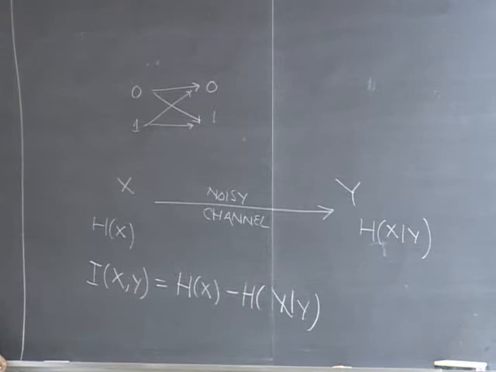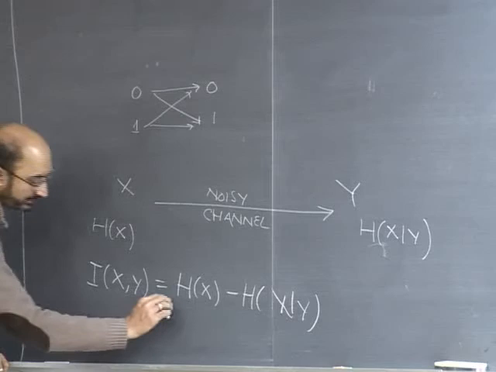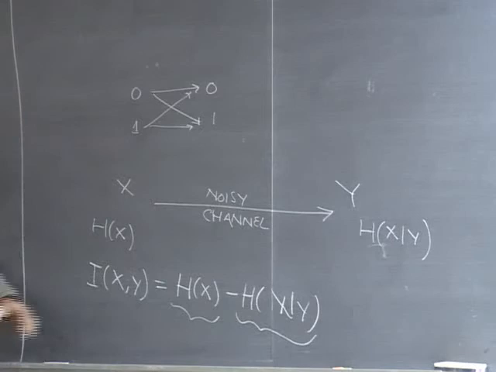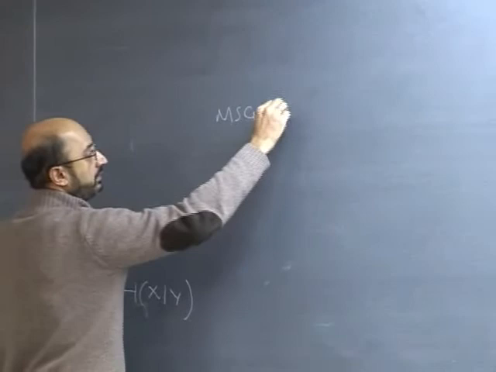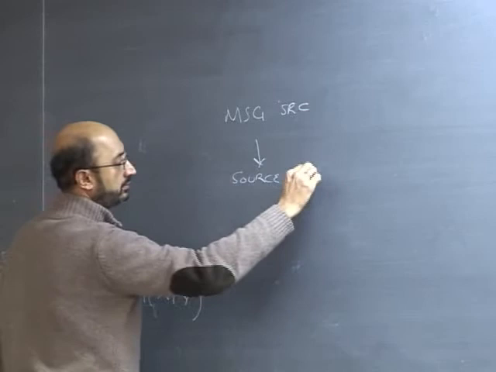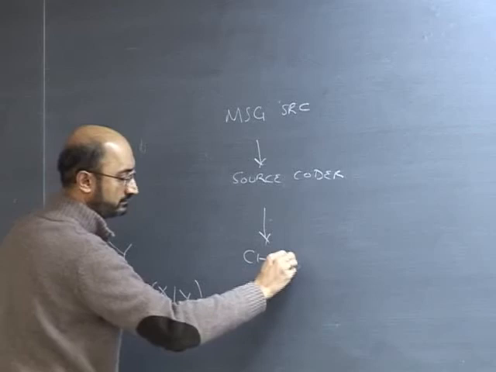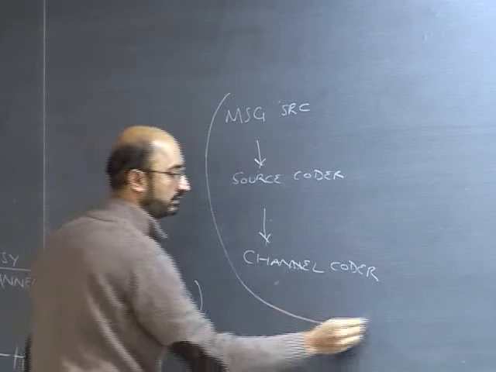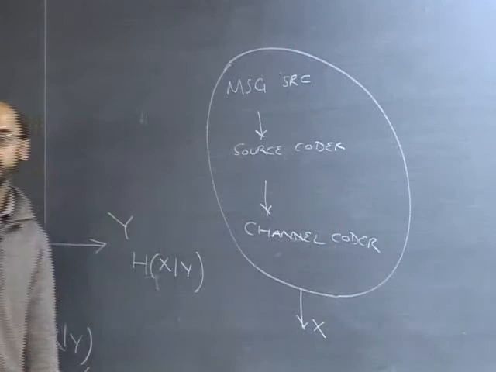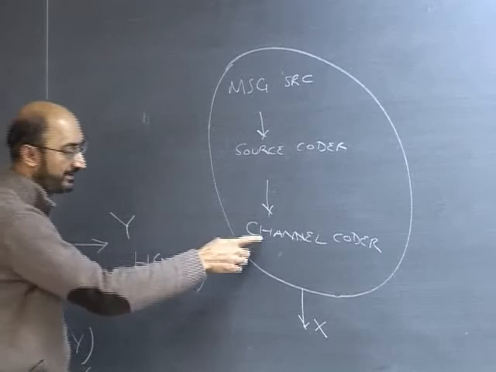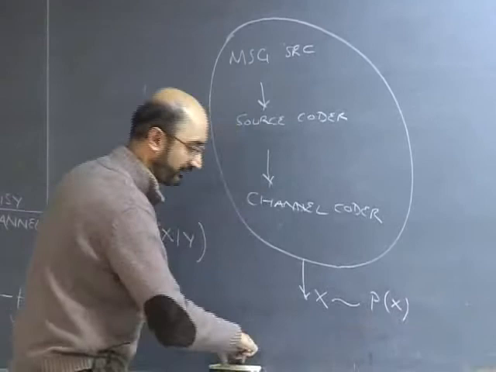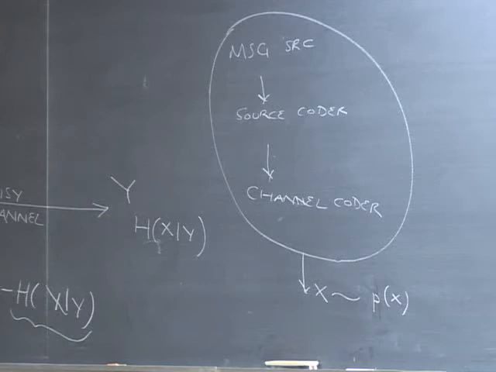Okay. Now, the important thing to notice is that this mutual information clearly depends on H(X), and it depends on H(X|Y). So the H(X) comes from the nature of the source as well as the coding. So we have some message source, and then it goes into a source coder, and this goes into a channel coder. And this combined process gives rise to x. And we claim that by appropriately choosing the channel coder, we can control p(x), the probability mass function of x. So I really should be calling it small p to be consistent with the probability chapter. But at any rate, we can control the probability mass function of the random variable x by proper choice of the channel coder. So that's the tuning knob that we have.